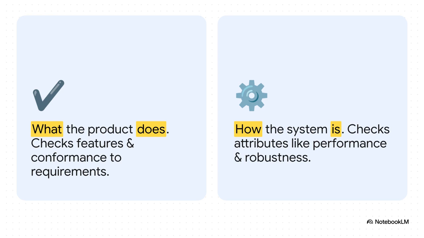And this right here is where it all clicks into place. Functional testing asks, did my message send? Non-functional testing asks, yeah, but how fast did it send? Or can the system handle a million people trying to send messages all at the same time? See the difference? It's what the software does versus how well it does it.